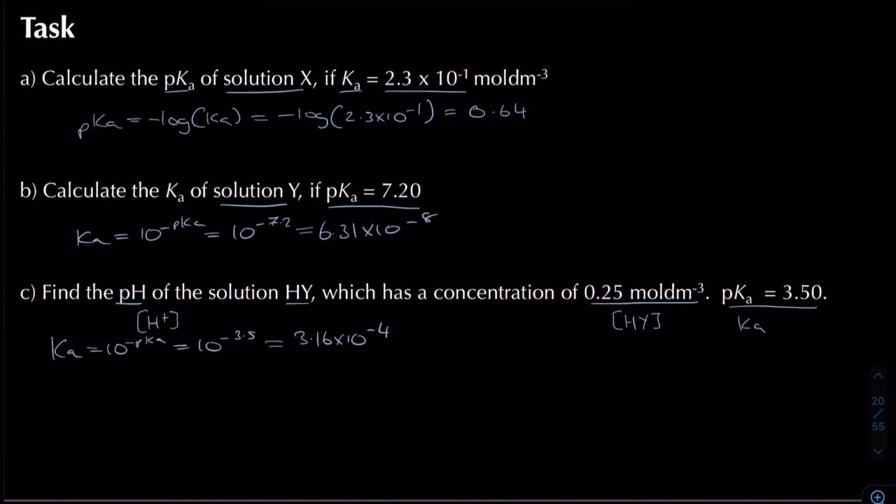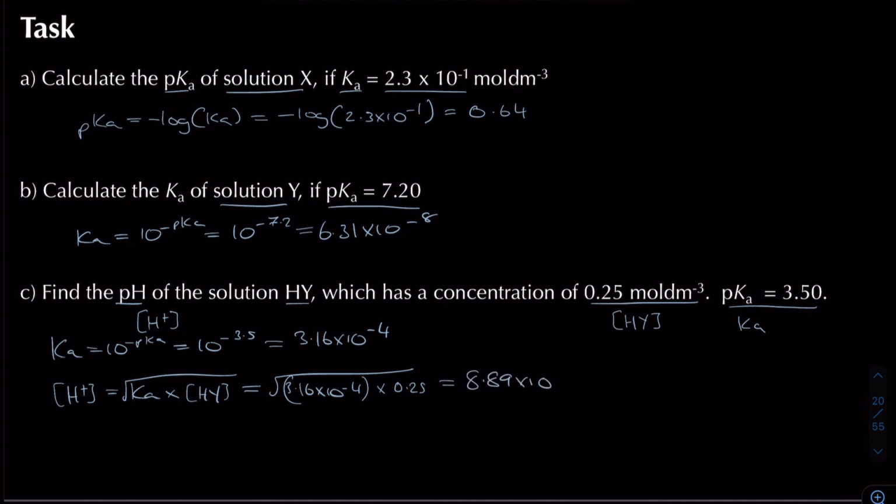Now I've got a value for Ka, I've got a value for HY, I need to think about my following equation. To find the concentration of H+, I'm going to rearrange my acid dissociation expression, and so what I end up with is the concentration of H+ is going to be equal to the Ka value times by the value of my concentration of acid, which is HY, and then I'm going to do the square root of all of that, which is going to be equal to, sub in my numbers, the square root of 3.16 times 10 to the power of minus 4 times by my value for the concentration, which is 0.25, and then I end up with a value of 8.89 times 10 to the power of minus 3.